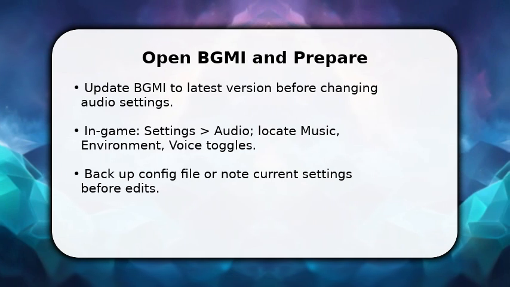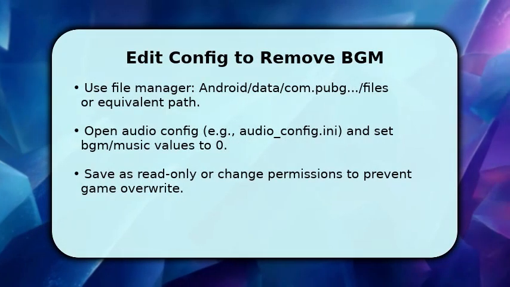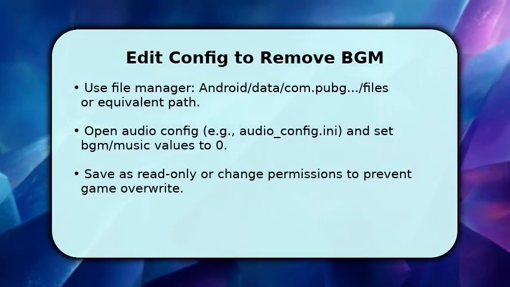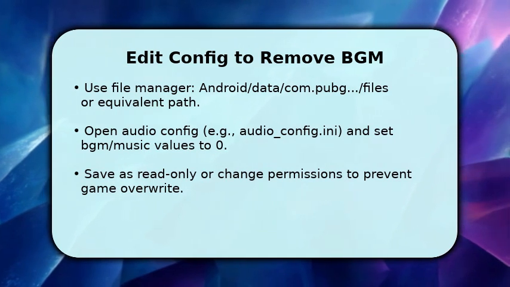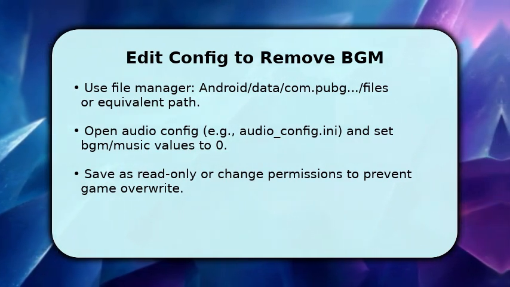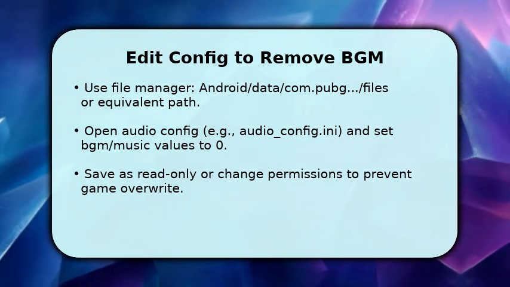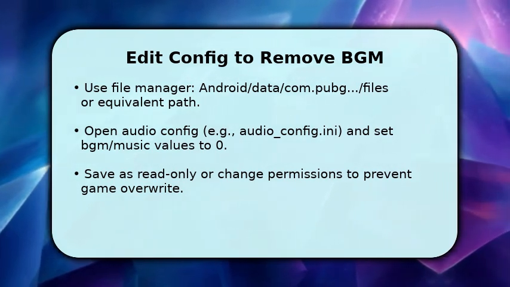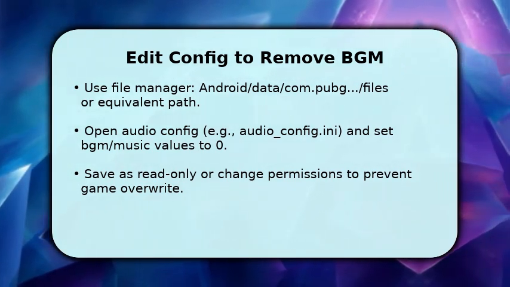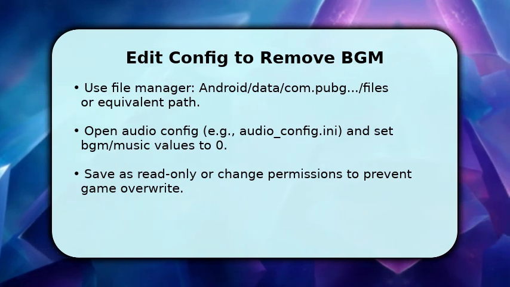You'll now modify the config so the theme stays disabled. Exit BGMI, open your file manager, and locate the game's audio config file in the app data folder. Once found, open it with a plain text editor and find keys like BGM, music, or theme. Set their numeric values to 0 and save.